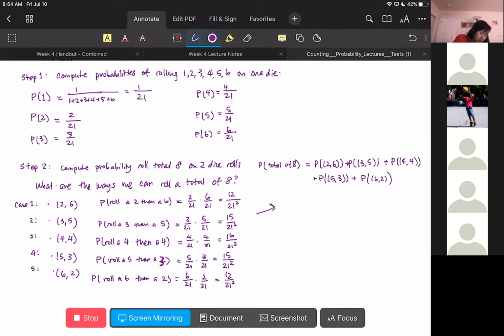So let's go back over here and plug it in. The probability we get a total of 8 is the sum of all of these probabilities, because if any of these happen, then we get a total of 8. So if we sum this up, we get 12 plus 15 plus 16 plus 15 plus 12 over 21 squared. If we simplify, the top we get 70, the bottom is 21 squared. Both have a common factor of 7, so this becomes 10 over 63.